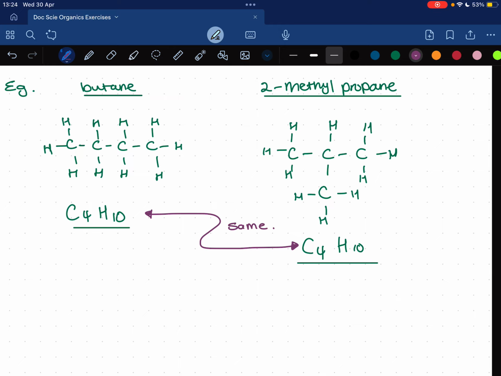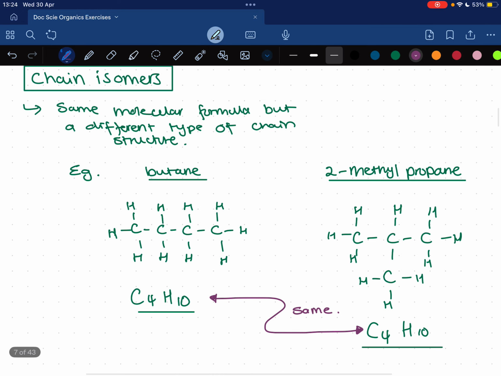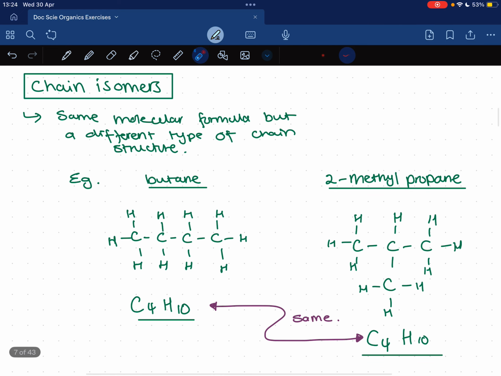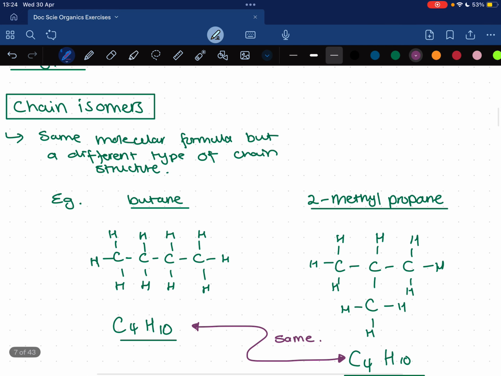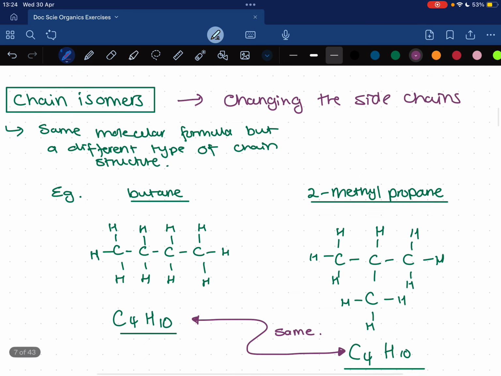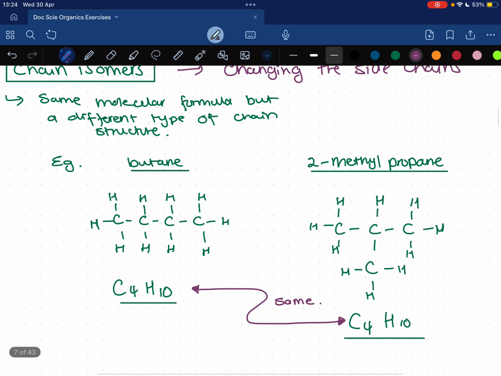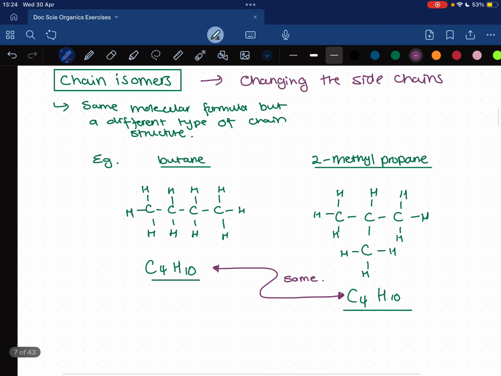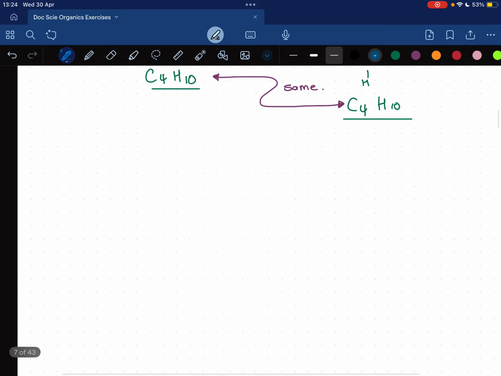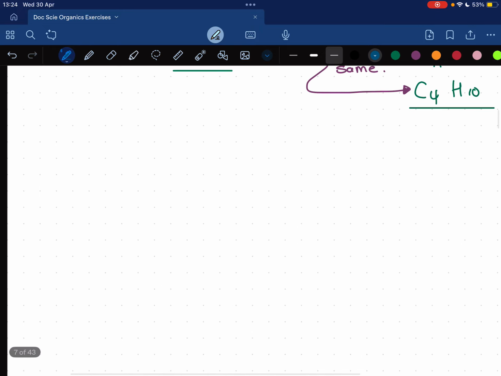So the reason why this particular isomer is a chain isomer is because we are essentially changing the side chains. That's what's basically happening. So we are either adding side chains or we are removing side chains. Okay, then the next type of isomer is called a positional isomer.